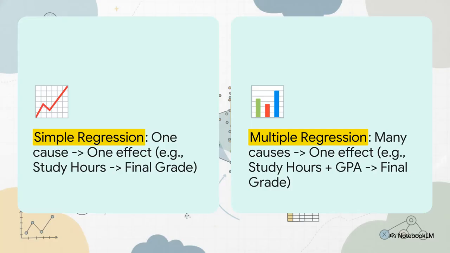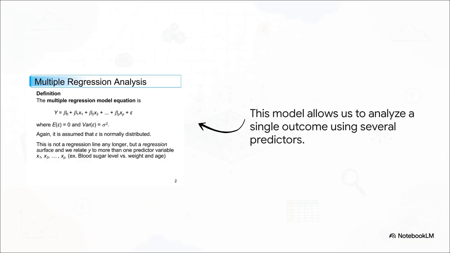So you've probably heard of simple regression, right? It's awesome for looking at a one-to-one thing, like more study hours equals a better grade. But like we just said, reality is so much messier. A student's grade also depends on their GPA coming in, whether they actually show up to class, all sorts of things. And that's where multiple linear regression comes in. It's the tool built for exactly this scenario, letting us look at how a whole bunch of causes lead to one single effect. And this is what it looks like under the hood.